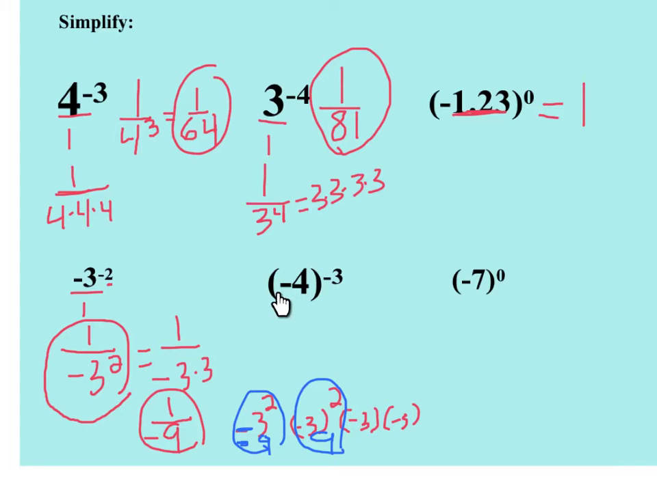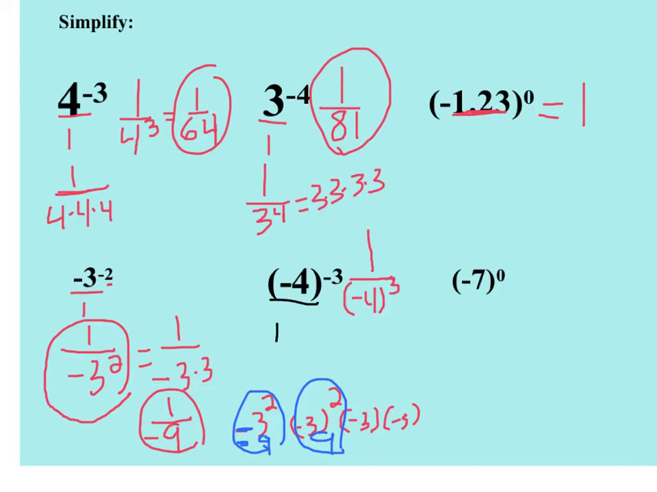So here we have negative 4 to the negative 3rd power. So again, I will take it and I will flip it. So I'll say 1 over negative 4, in parentheses, to the positive 3 power, now because I put it in the basement.